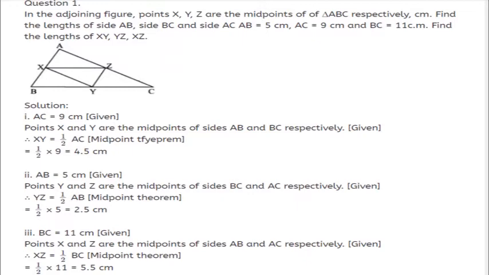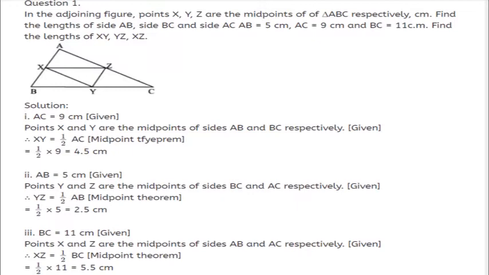In practice set 5.5, page number 73. You have to take practice set 5.5 on page number 73. Now see question number 1. All of you should write all these in the notebook. Question number 1. In the adjoining figure, points X, Y and Z are the midpoints of triangle ABC respectively.